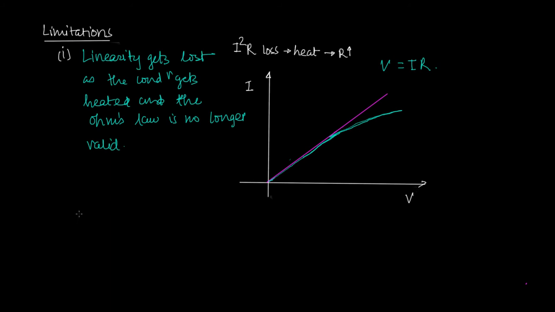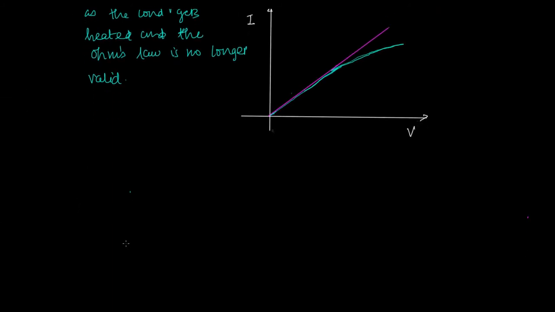Now we come to the second case. Right? It so happens in a diode. We'll go into the details of the diode in chapter number 14 on semiconductor devices. Correct? But for now, you just keep this in mind: a diode is a semiconductor device.